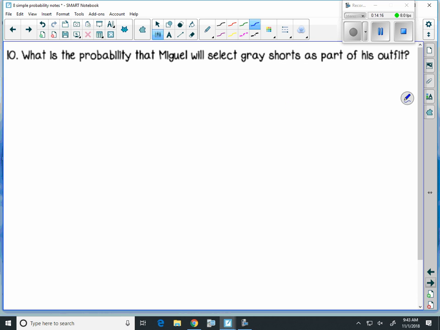All right, what is the probability that he will select gray shorts as part of his outfit? Well, how many short options are there? Two, right? That's just 1 out of 2. Okay, gray is one of those colors. It's just 1/2.